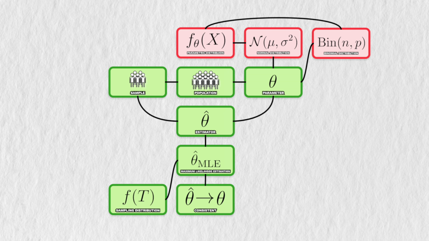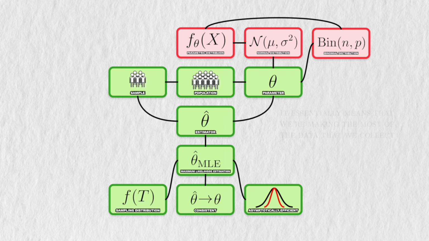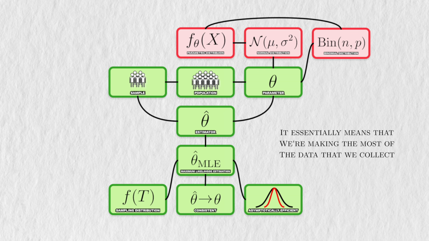It has a nice asymptotically normal sampling distribution with the known expression for the variance, so it's rather easy to calculate probabilities from. And it's asymptotically efficient, meaning that the variance of this distribution reaches the lowest possible value it can take. In a sense, it means that we're making the most of our data and giving ourselves the best chance of making good decisions if we use the MLE.